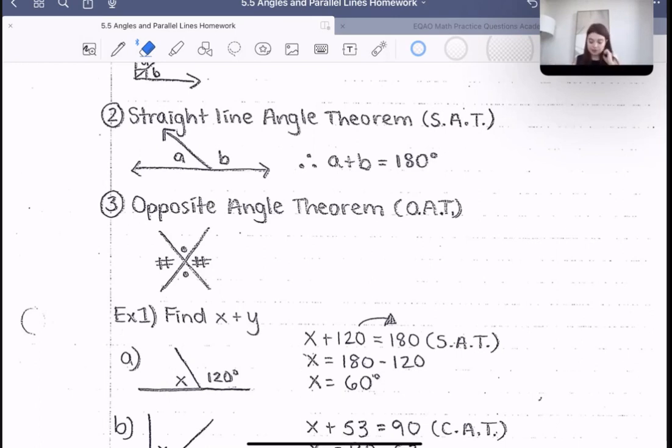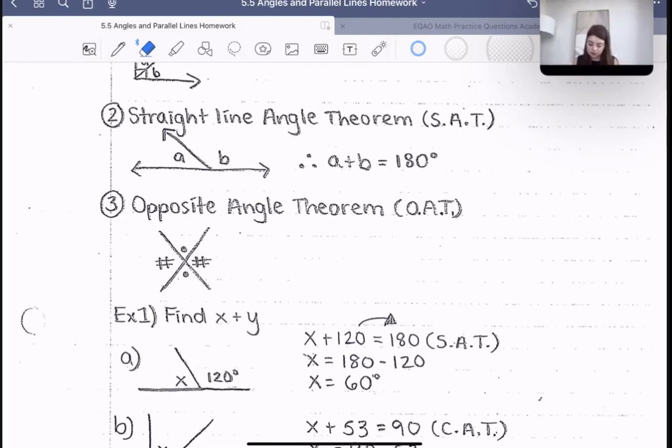And then the third is the opposite angle theorem. This is basically saying when we have opposite angles, these two angles here are the same, and also these two angles here are the same as each other. Now, that doesn't mean that all four angles are necessarily the same. In fact, they're probably not, but these two sets of angles are the same.